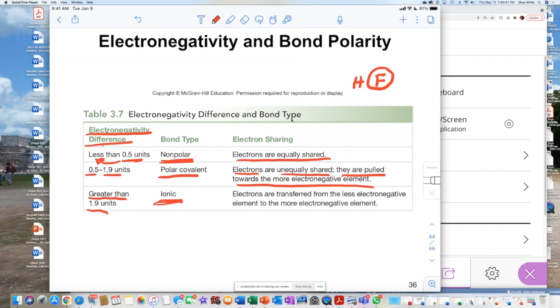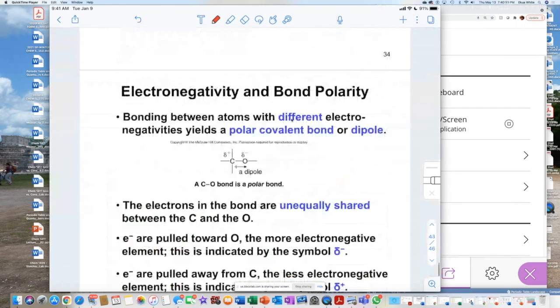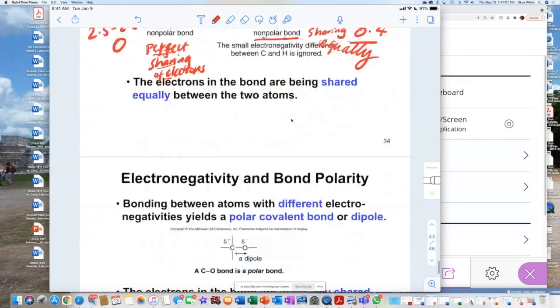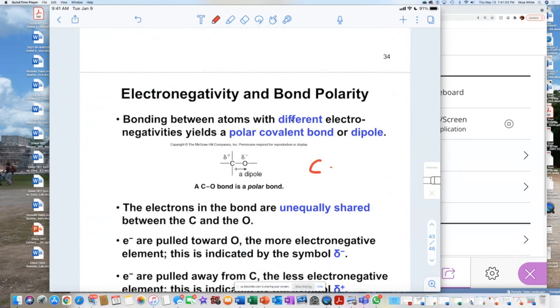So the pulling was too strong that the bond broke, the relationship broke completely. And so electrons are being transferred from the less electronegative to the more electronegative element. So let's go back here and see. We said these are still nonpolar bonds. They're sharing equally, supposedly based on that table, right? Let's see here. Oh, carbon and oxygen.